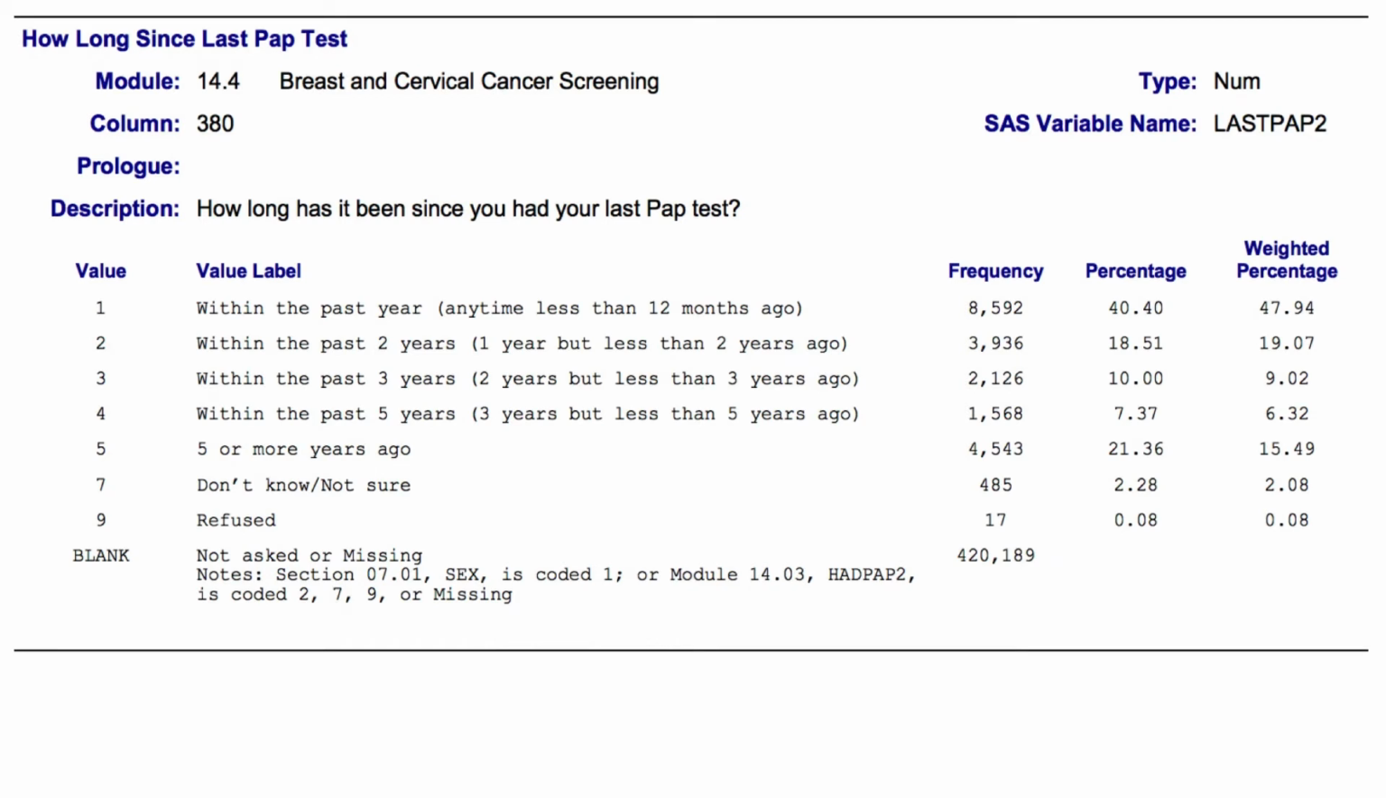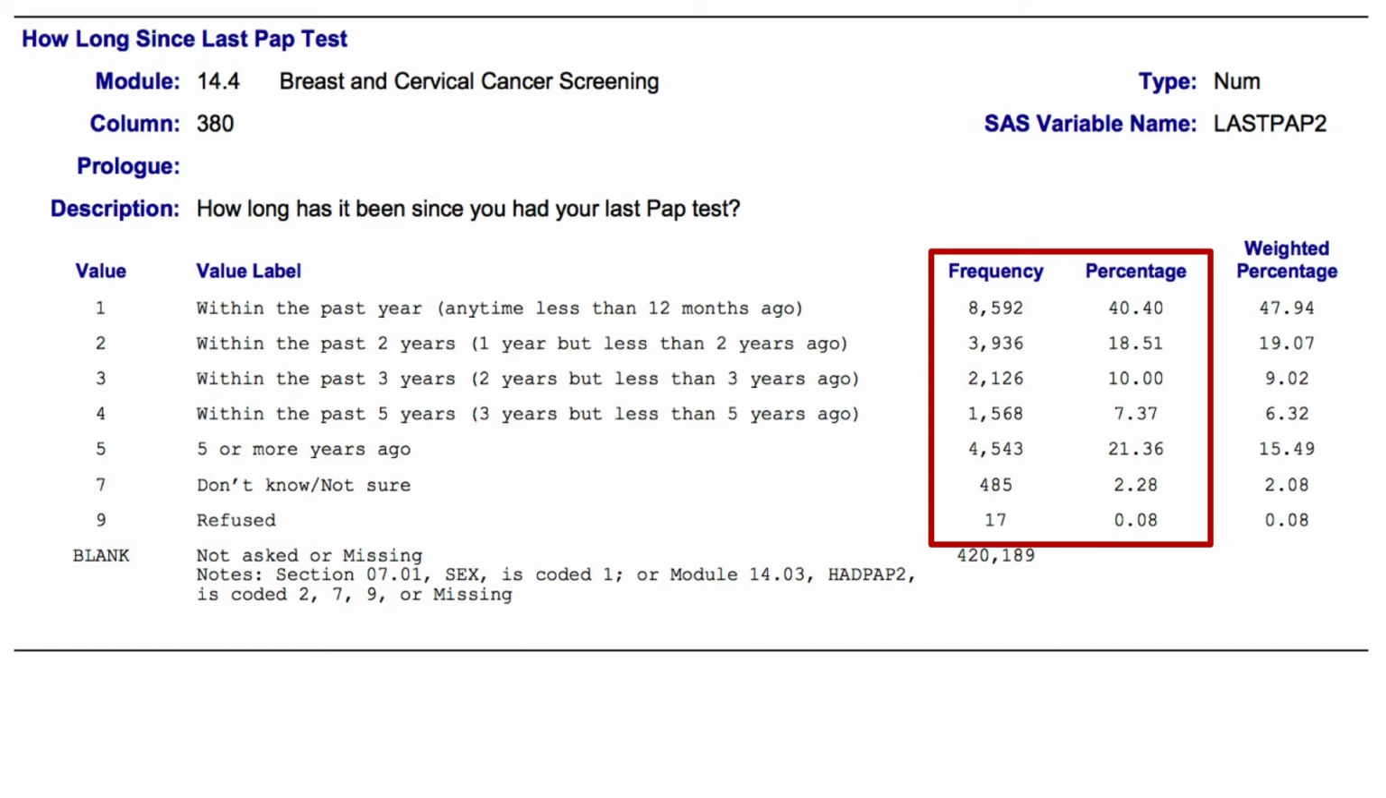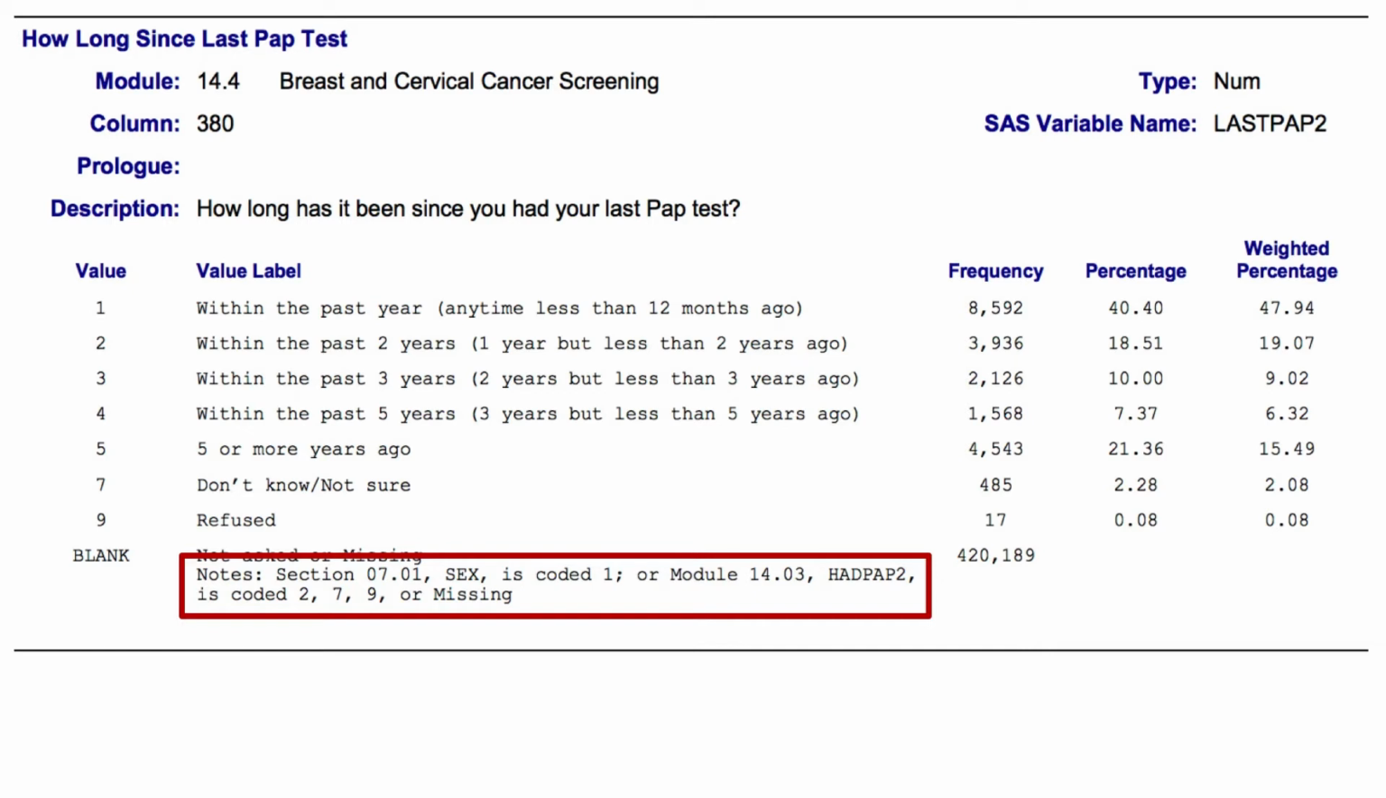For example, this is a section of the BRFSS codebook. This particular question is asking participants when they last had a Pap test. Here you can see the possible answer choices. And here you can see the number and percentage of participants who gave the various answers. Finally, if you look towards the bottom of the screen, you will see that 420,189 participants don't have any value for this variable. And you will also see some notes about why they are missing. It says that if their sex was 1, which is a male, or if their value for HADPAP2 was 2, 7, 9 or missing, then they were never asked this question.